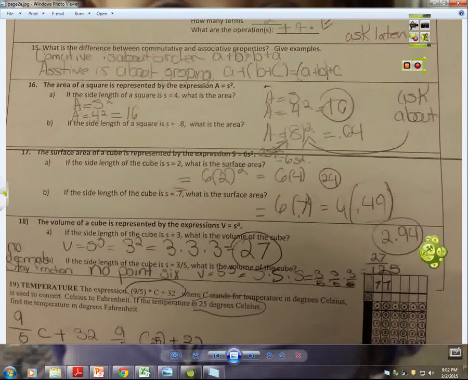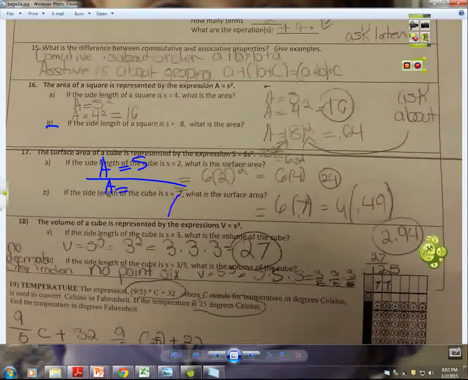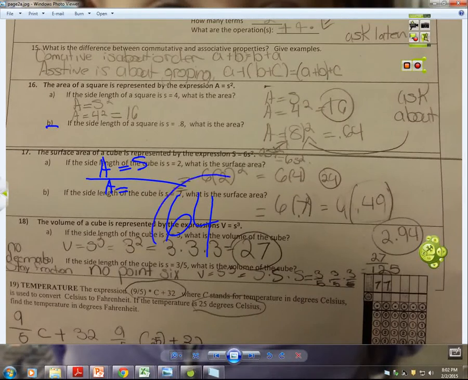And then for B, the side length of a square is S equals 8. What is the area? So go back to your A equals S squared, and S equals 8. What's the area going to be? What's the answer? There you go.